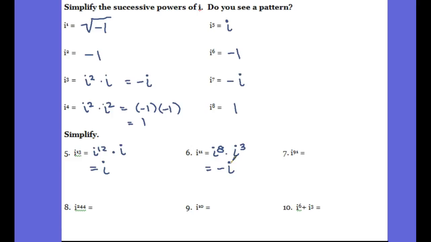i to the 91. What's a multiple of 4 near 91? 22. Keep going. We gotta get way closer to 91 than 22. Okay, 88. Yeah, 4 times 22 is 88. I see where you're going. i to the 88 is the closest multiple of 4 less than 91. How many are left behind? Yeah, 3, which gives me negative i.